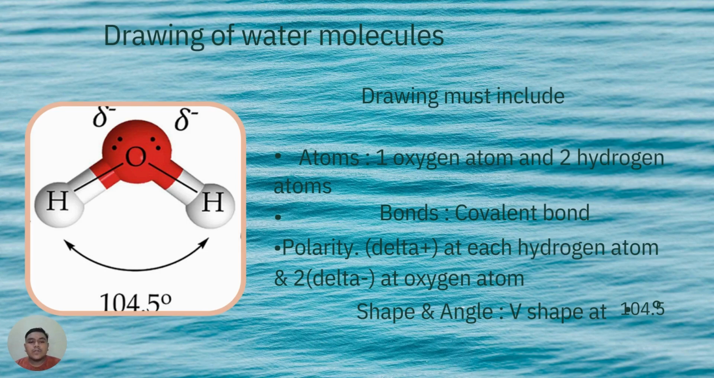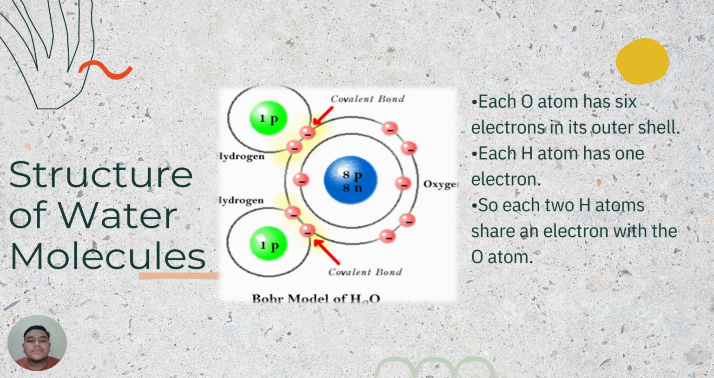How to draw water molecules? The drawing must include first one oxygen atom and two hydrogen atoms. The bond is covalent, and the polarity is delta positive at each hydrogen atom and 2 delta negative at the oxygen atom. The shape and angle is V-shaped at 104.5 degrees. Each oxygen atom has 6 electrons in its outer shell. Each hydrogen atom has 1 electron, so each of the 2 hydrogen atoms shares an electron with the oxygen atom.